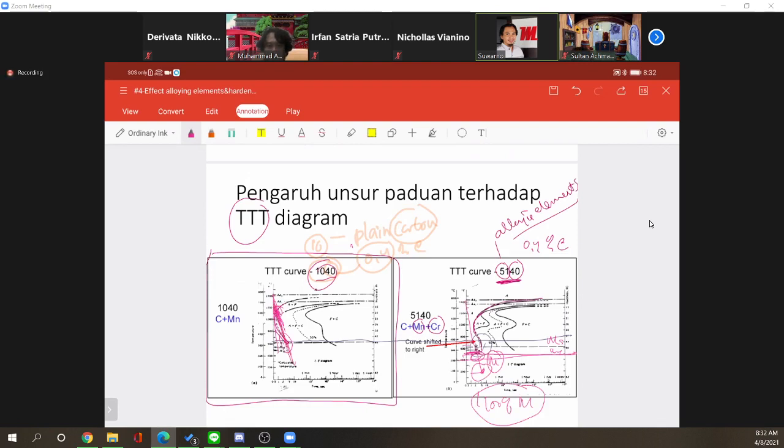This is how the effect of alloying element into the TTT diagram, and the effect of this TTT diagram into the easiness for the formation of martensite.